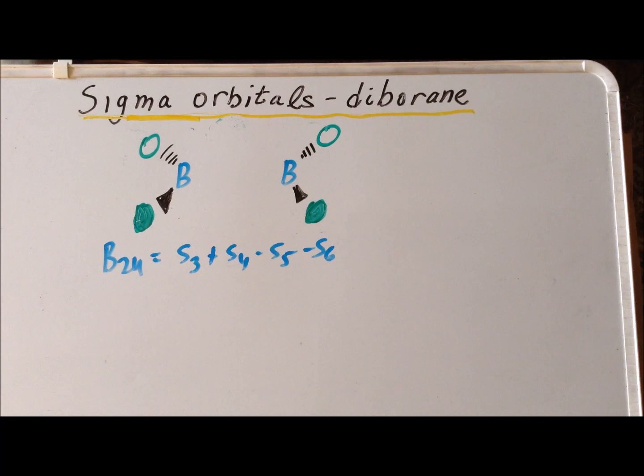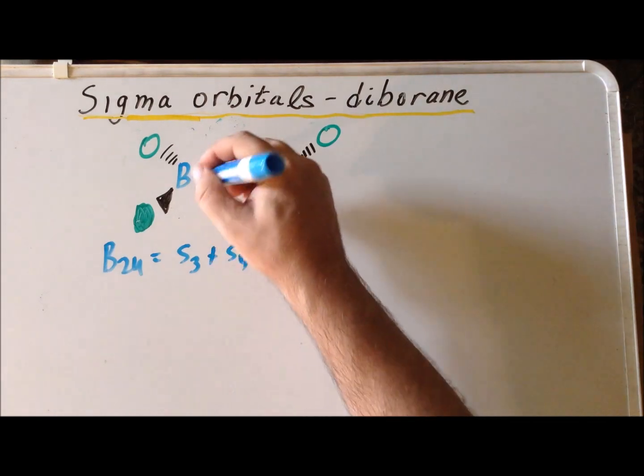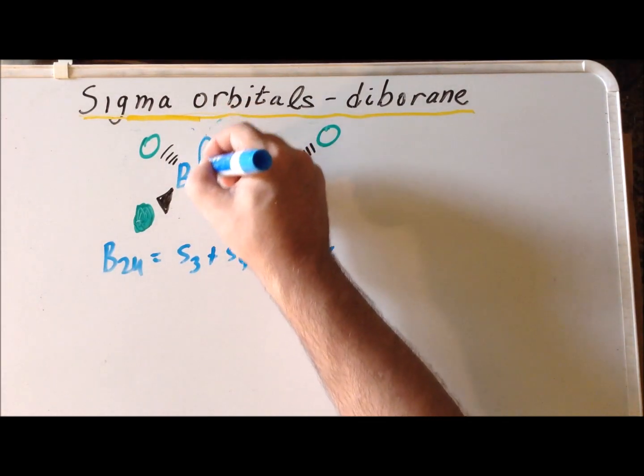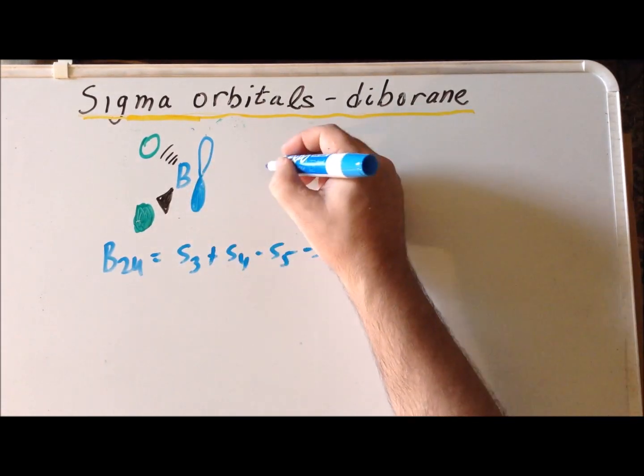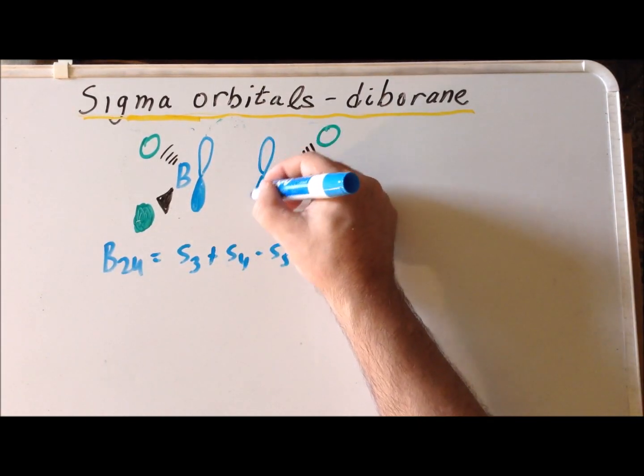So we need to find the particular atomic orbitals on boron that have the proper symmetry. We notice that because of the phase relationships, we have to have a positive phase in this direction and a negative phase in that direction. And similarly for this particular boron atom.